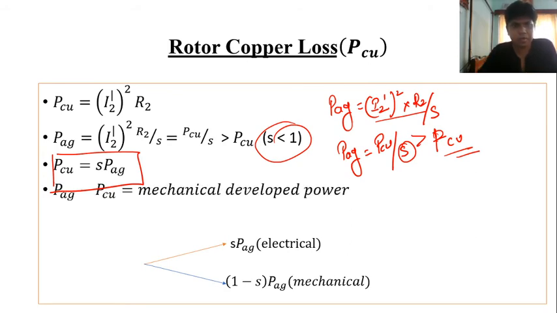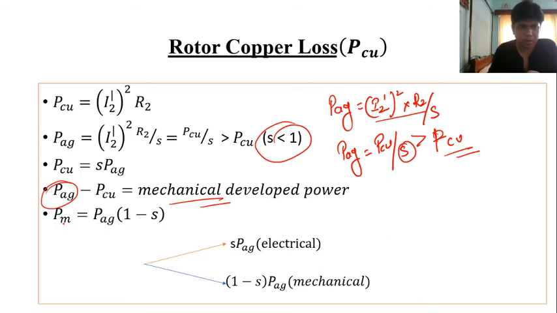Right. And when we subtract the rotor copper loss from the air gap power, it will give the value of the mechanical power developed. So mathematically, the mechanical power developed is represented by PM, which equals the air gap power PAG into, in the bracket, 1 minus S. Right.